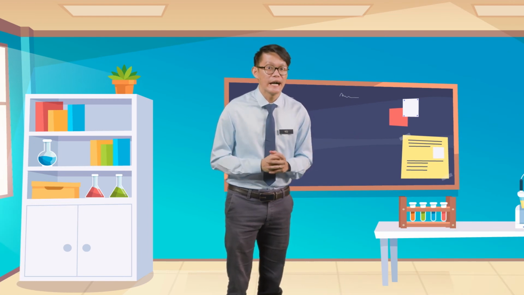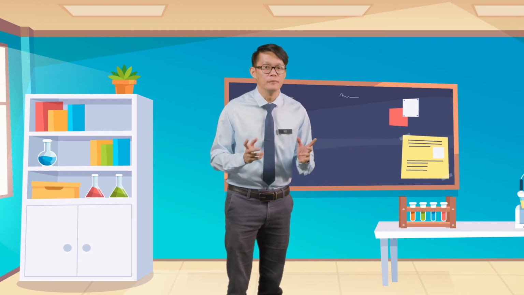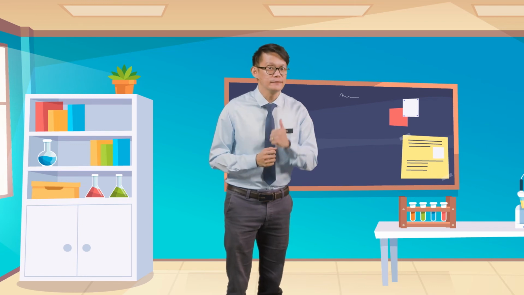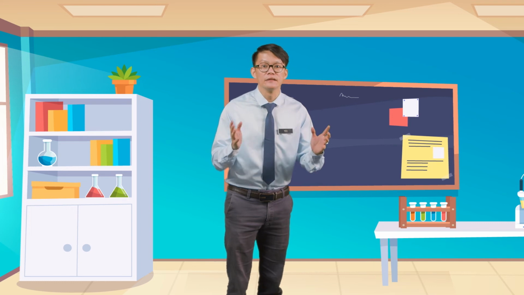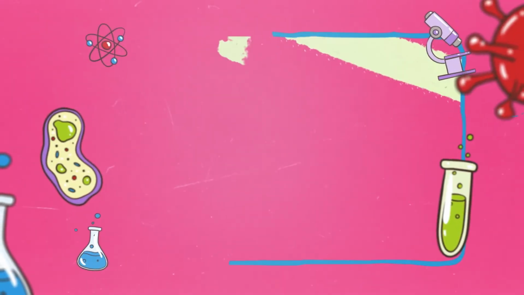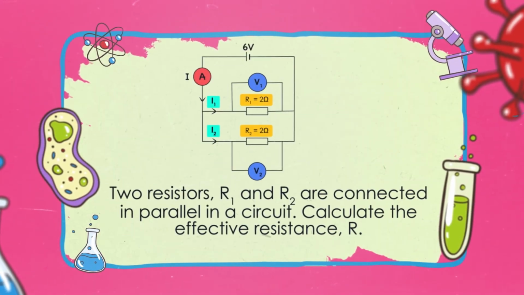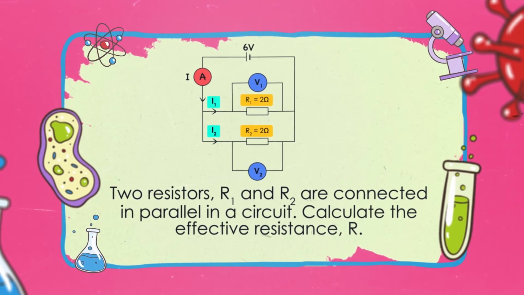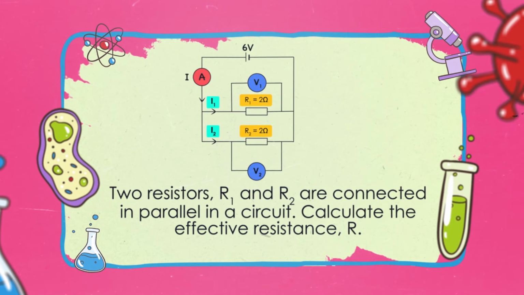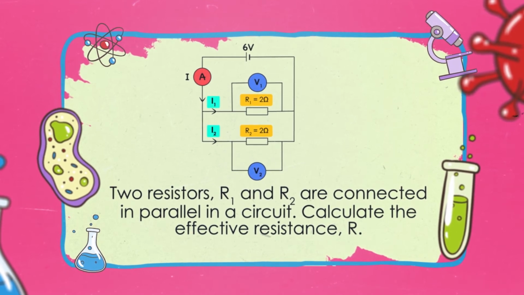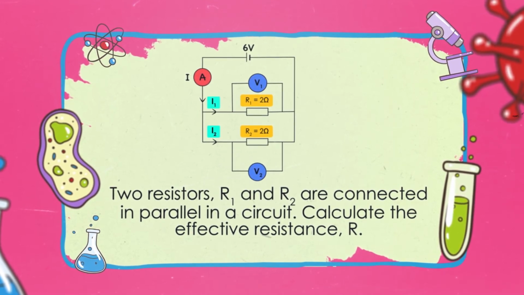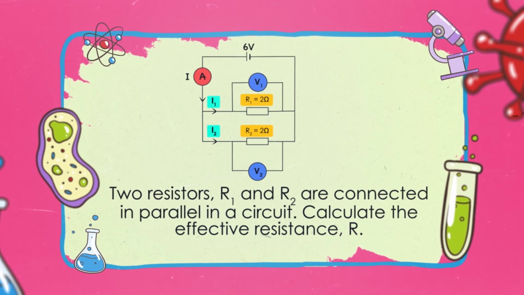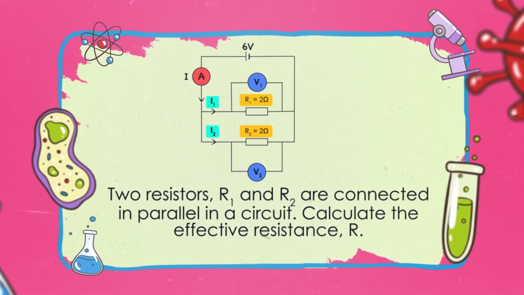Next, pupils, let us solve another numerical problem involving current, voltage, and resistance in the parallel circuit by looking at the example shown here. Two resistors, R1 and R2, are connected in parallel in a circuit. Calculate the effective resistance R.